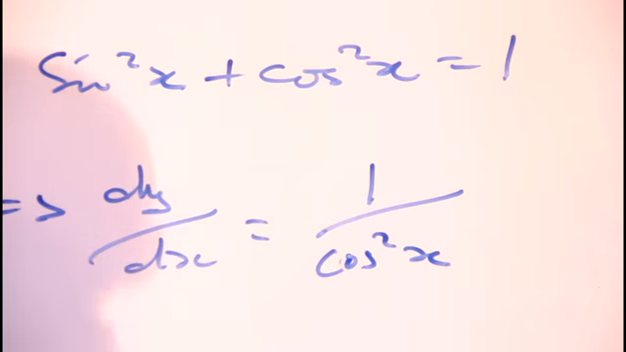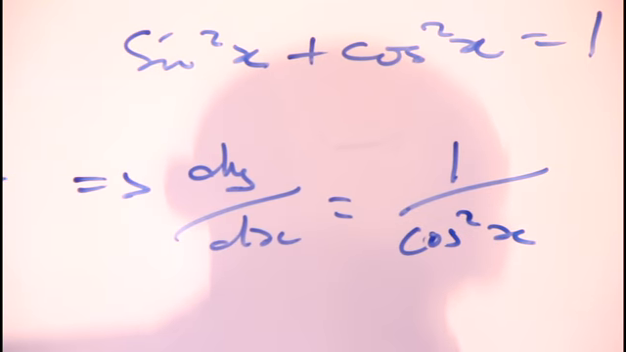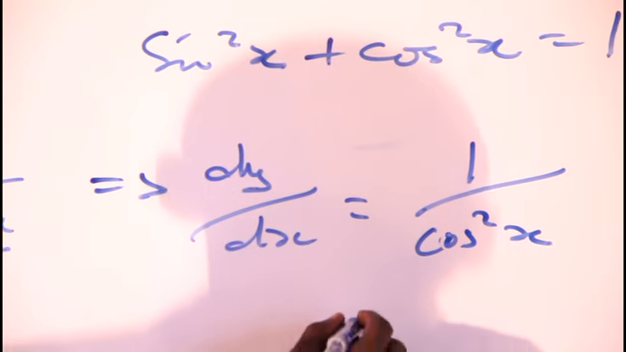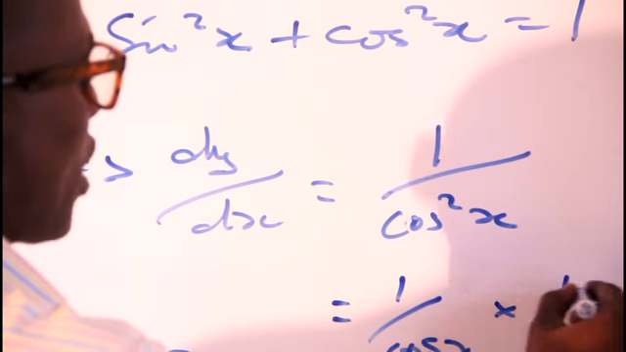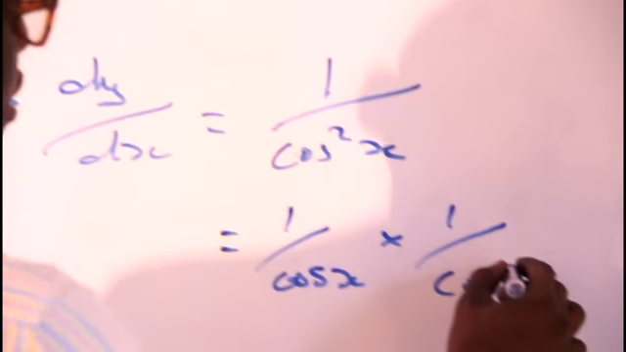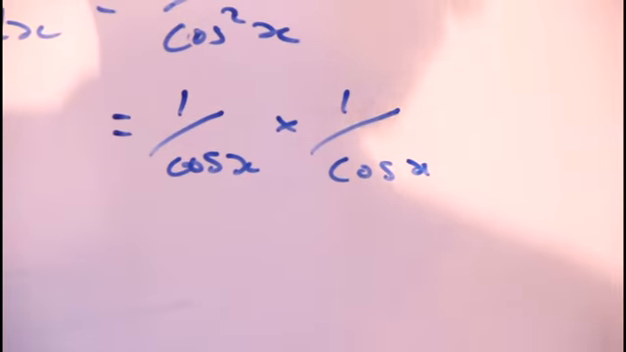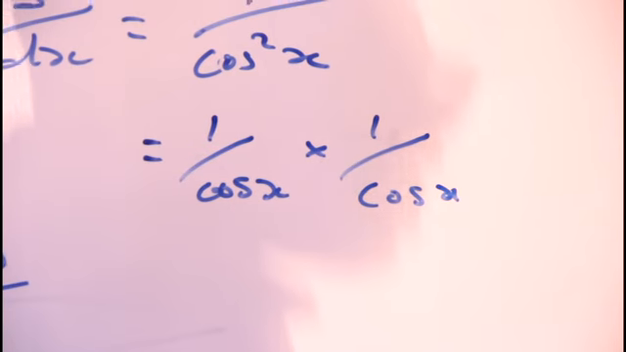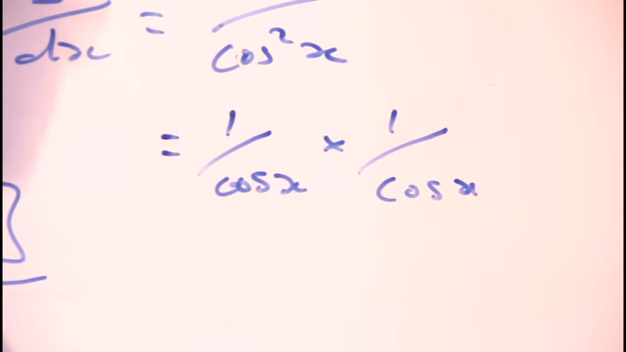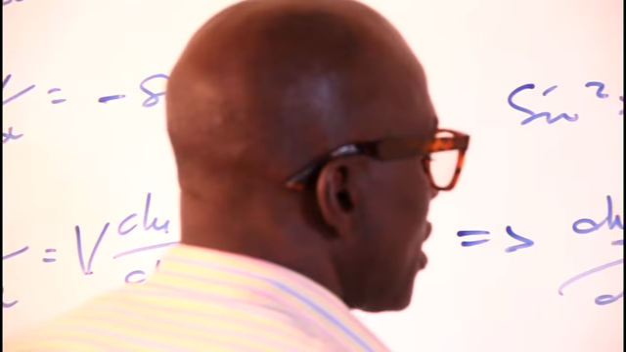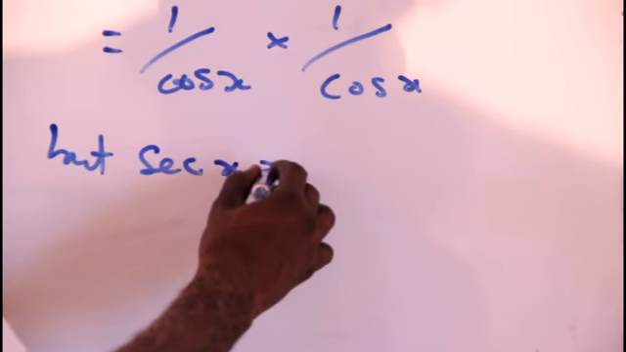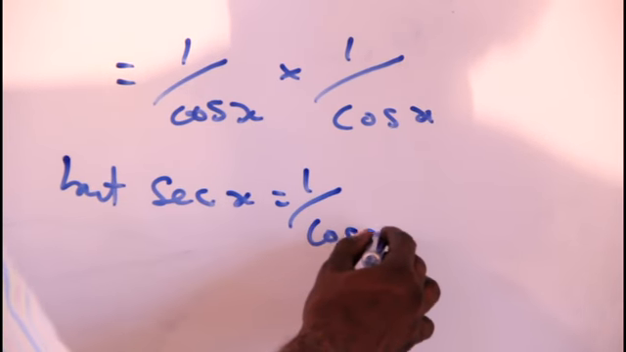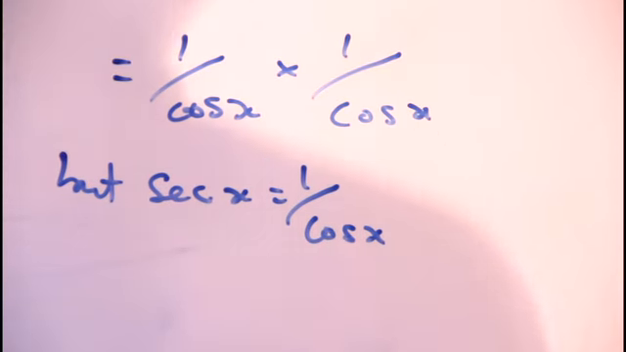So in cases like that, we know that this is the same thing as 1 over cos x times 1 over cos x. Now 1 over cos x is what? 1 over cos x is sec x. Is that so? So let's substitute it. You now say sec x is equal to 1 over cos x. When we substitute here, see what we have.